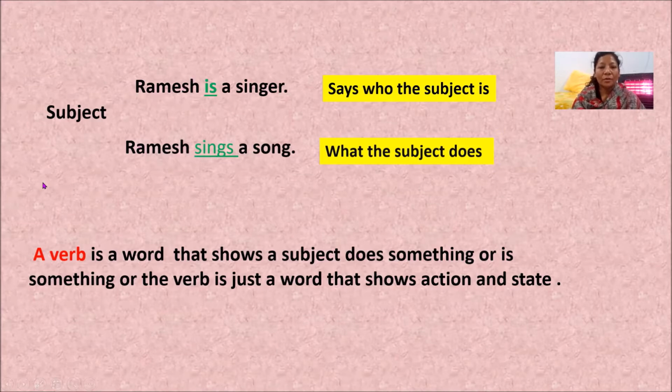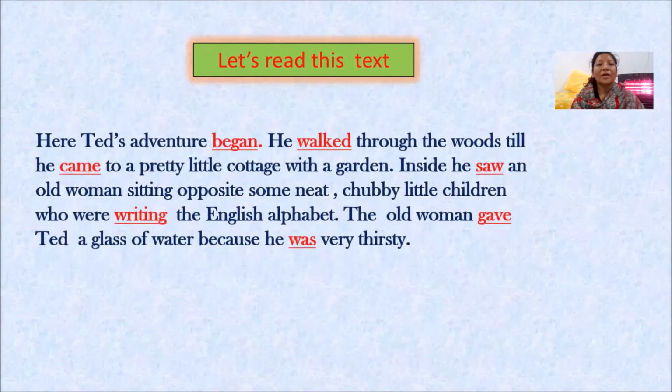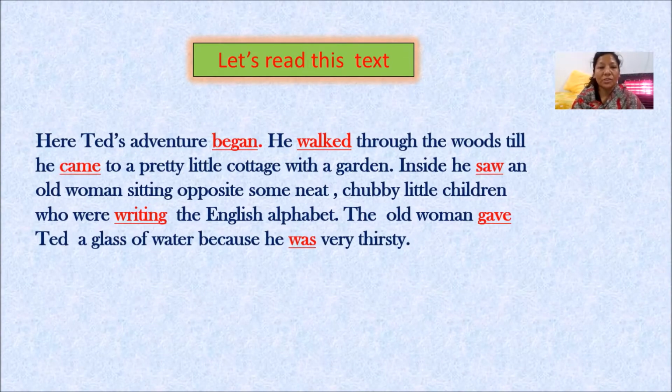To be more clear about verbs, just read this text here. Ted's adventure began. He walked through the woods till he came to a pretty little cottage with a garden. Inside, he saw an old woman sitting opposite some neat, chubby little children who were writing the English alphabet. The old woman gave Ted a glass of water because he was very thirsty.